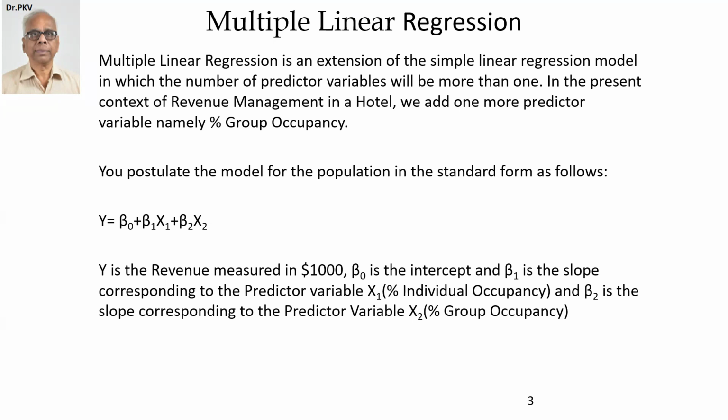With reference to the example we have, the original model which we postulate as the population regression equation is y equal to beta naught plus beta 1 x1 plus beta 2 x2, where y is the revenue measured in $1,000, beta naught is the intercept, and beta 1 is the slope corresponding to the predictor variable x1, which is percentage individual occupancy, and beta 2 is the slope corresponding to the predictor variable x2, which is percentage group occupancy.